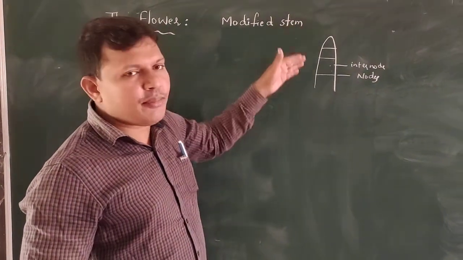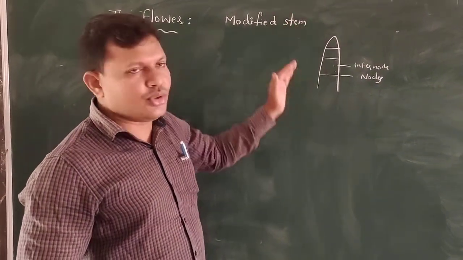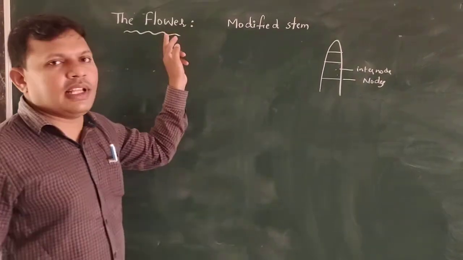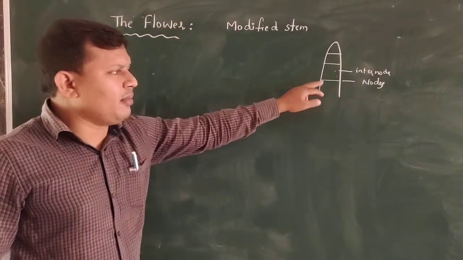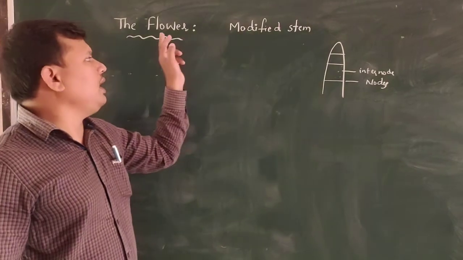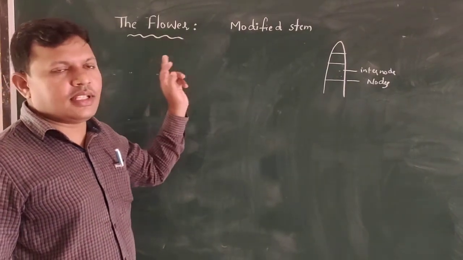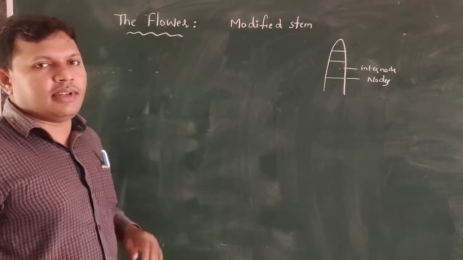Later this compact or condensed shoot is going to be modified and developed into the floral organ, and that we call the flower.